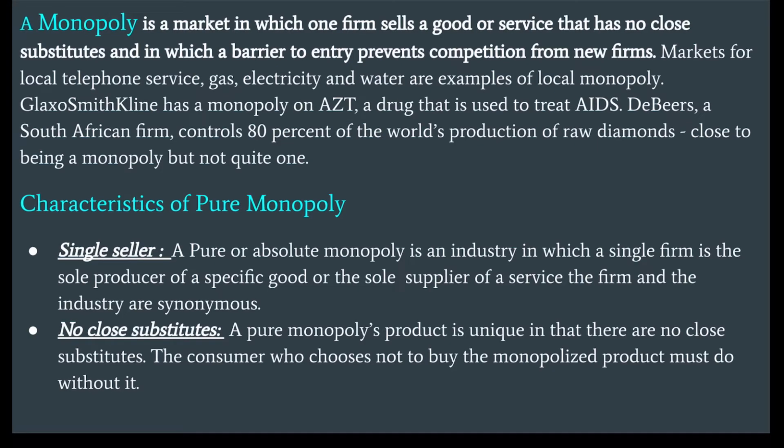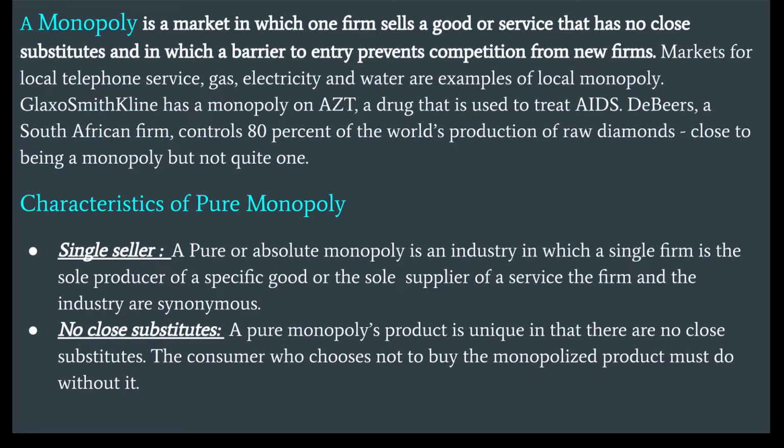A monopoly is a market in which one firm sells a good or service that has no close substitutes and in which a barrier to entry prevents competition from new firms. Markets for local telephone service, gas, electricity, and water are examples of local monopoly. GlaxoSmithKline has a monopoly on AZT, a drug that is used to treat AIDS. De Beers, a South African firm, controls 80% of the world's production of raw diamonds, close to being a monopoly but not quite one.